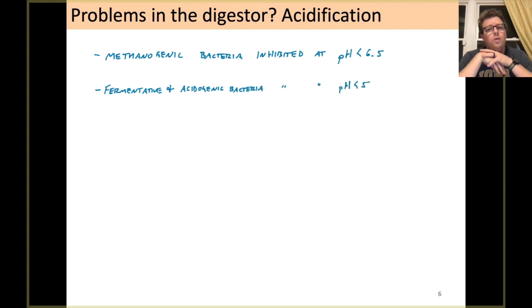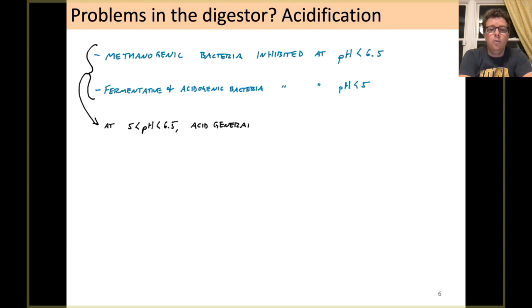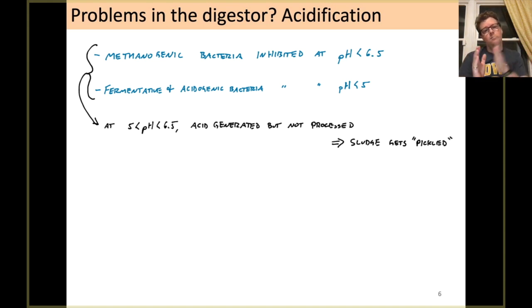This is somewhat tricky because the step that precedes methanogenesis is the production of acids, right? Both that fermentation step and then the creation of acetic acid. And the bacteria who are responsible for those will be inhibited if we get below 5. Now, taken together, if your pH is less than 6.5 but greater than 5, you're getting that first step. You're generating the acids, but then the methanogens aren't able to process those acids.